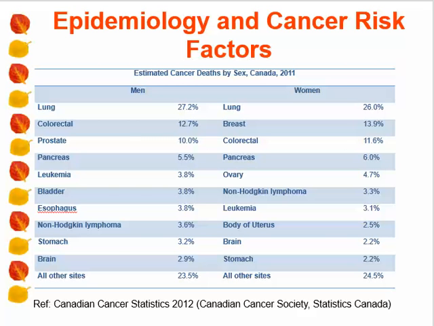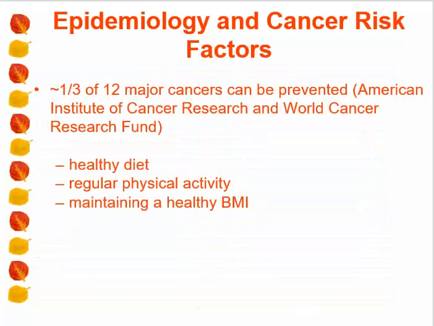So you'll see that lung leads the death rate in both men and women. Colorectal is pretty high. Prostate and breast, pancreatic cancer. You'll see that they're not far off between men and women as far as raw percentages go.